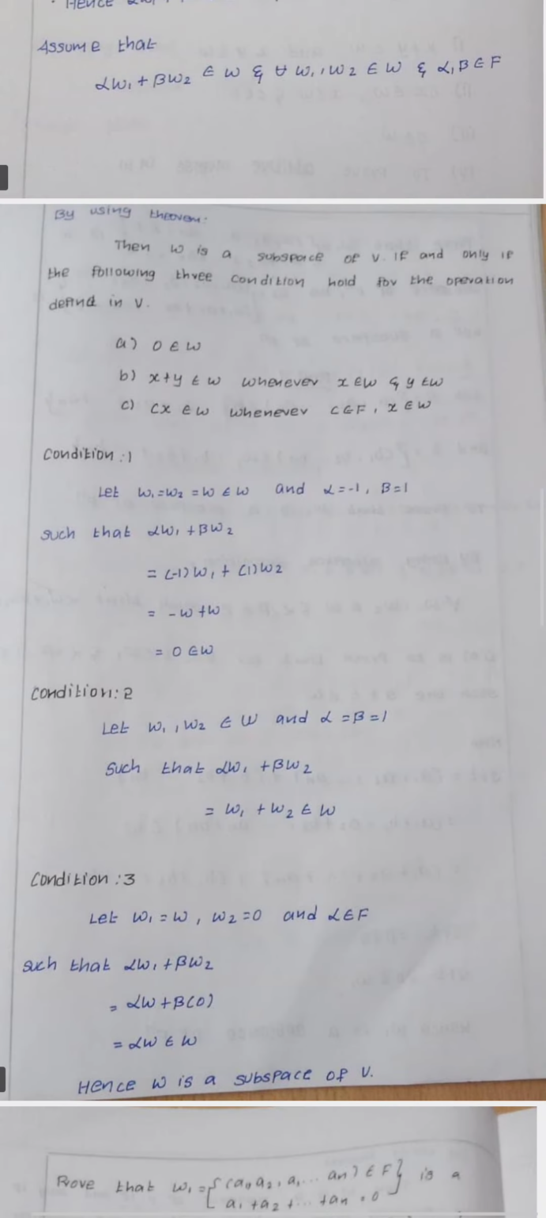Hence W is a subspace. So the three conditions are satisfied. So it is called a subspace. Hence W is a subspace of V.